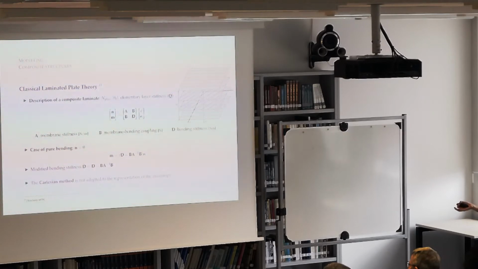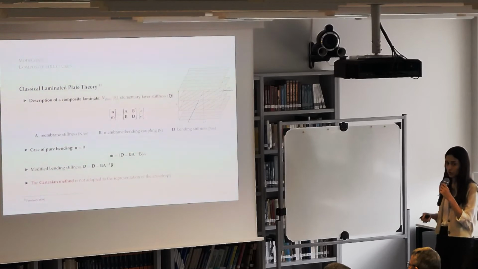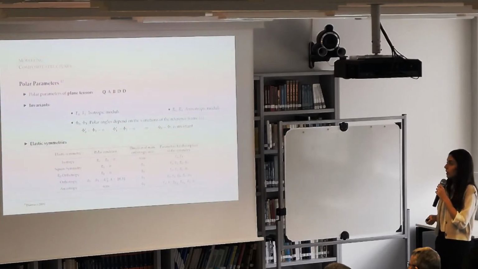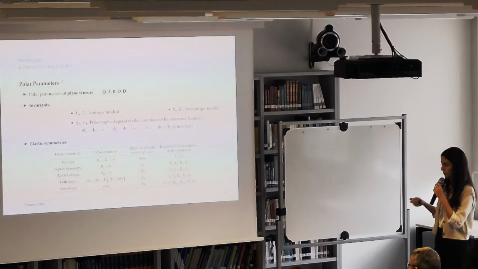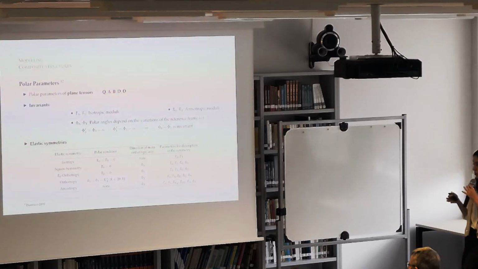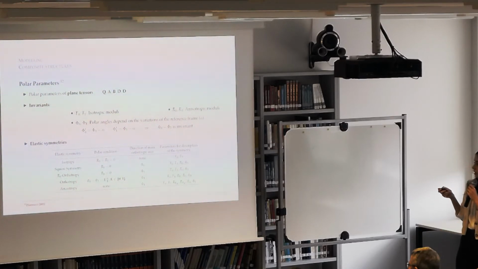This is why the Cartesian method is not adapted to work with anisotropic material. So we try to work with polar parameters that are invariant to our reference frame. They can express any given plane tensor, either Q, A, B, D, or even D tilde. As I said, they are invariant to the reference frame, and they are constructed of two isotropic moduli, two anisotropic moduli, and two polar angles.